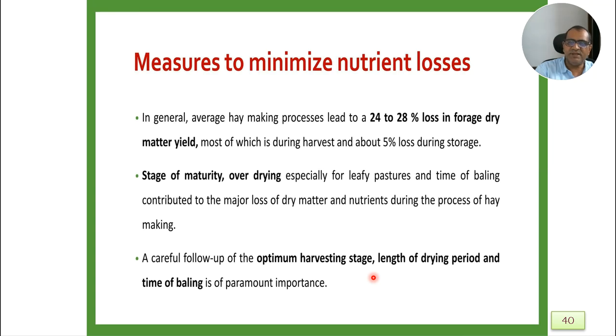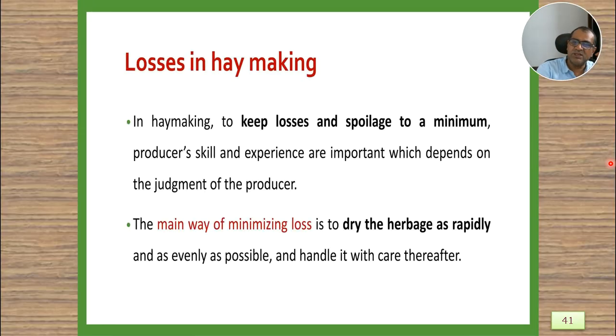Then measures to minimize the nutrient losses. So in general, the average hay making process leads to 24 to 28% loss in the forage dry matter, most of which during the harvest and about 21% during the storage. So stage of maturity, over drying, especially for leafy pastures, and time of baling are also some of the important things. A careful follow-up of the optimum harvesting stage, then length of drying period is a very important thing.